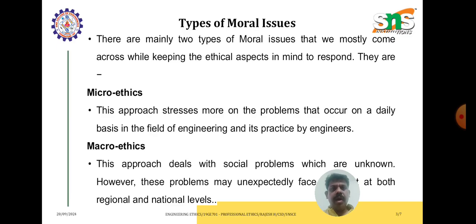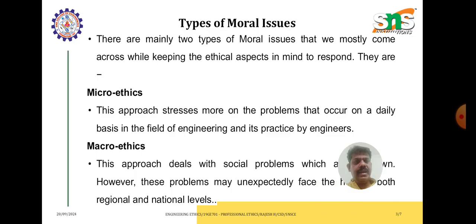So, there are types of moral issues. There are mainly two types we mostly come across while keeping the ethical aspects in mind to respond. They are microethics and macroethics. Microethics stresses more on the problems that occur on a daily basis in the field of engineering and are practiced by the engineers. Macroethics deals with the social problems which are unknown. However, these problems may unexpectedly face the heat at both regional level and national level.